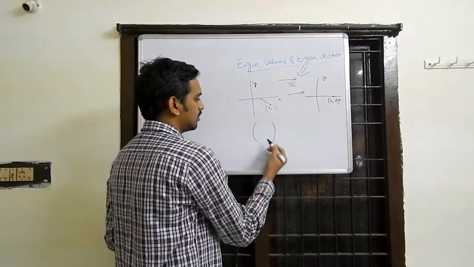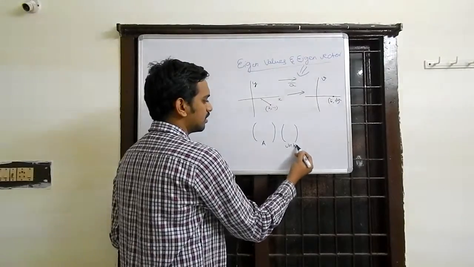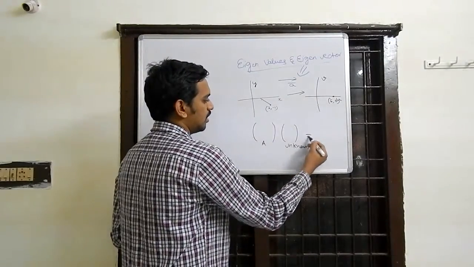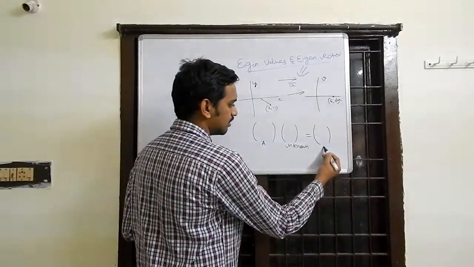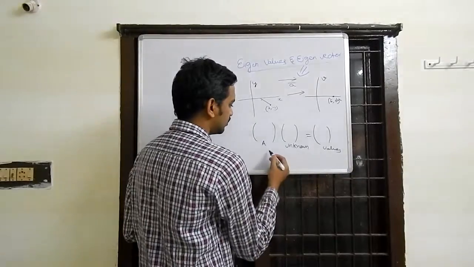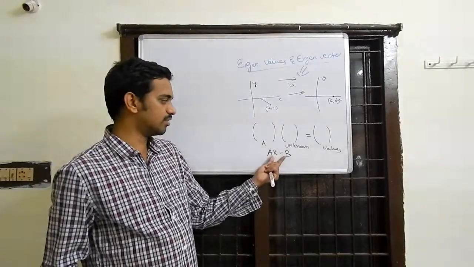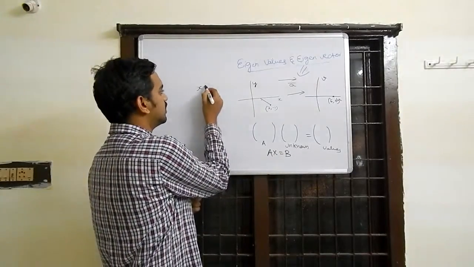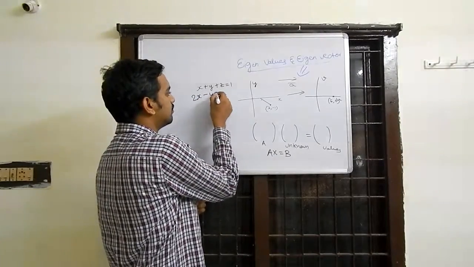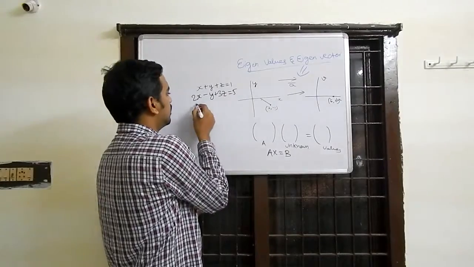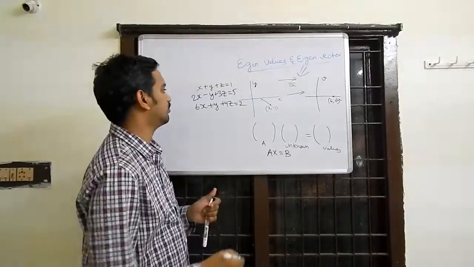So our next one is, one matrix A and one unknown matrix x is equal to some value matrix B. So that is Ax is equal to B. This is generally used to solve a particular system of equations. For example, consider x plus y plus z is equal to 1, and 2x minus y plus 3z is equal to 5, and 6x plus y plus 4z is equal to 2.